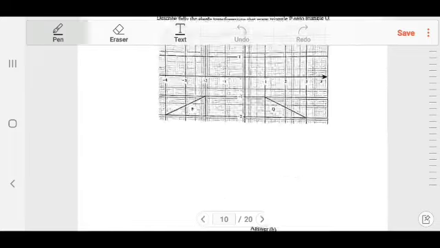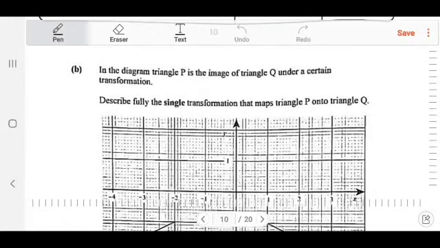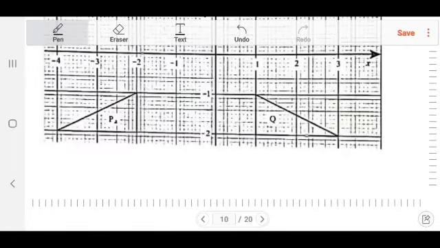Then we have a graph there. In the diagram, triangle P is the image of triangle Q under a certain transformation. Describe the single transformation that maps triangle P onto Q. Which one is P? This is P onto Q. From the word go, we can see that it's like a mirror, which means it's a reflection.